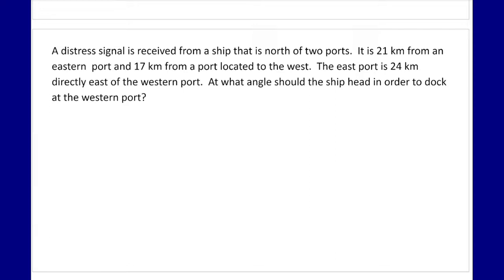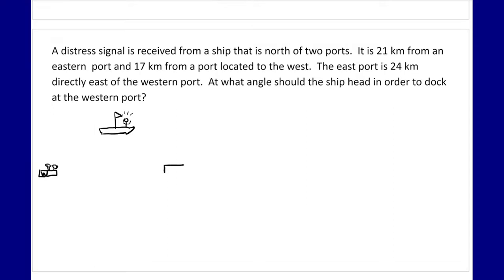So let's draw out our information here. What do we have? We've received a distress signal from a ship. Let's draw a little boat here, a little sailboat. Our person's in distress. We have a western port. Usually they have little things that you can tie your boat to. So that's our western port.